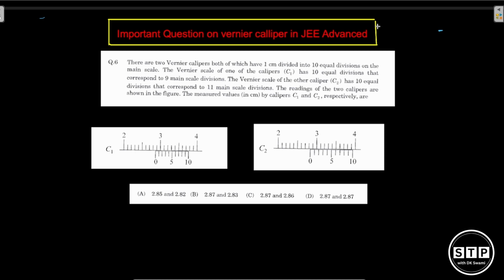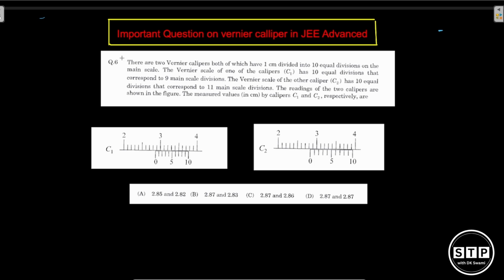Hi students, so this is an important question on the vernier caliper. This is a previous year question of 2016 JEE Advanced. In this there is some unique type of question. In the first case they have given a regular vernier caliper, but in the second case they have given a bit different type of vernier caliper. So let's discuss this one, how to solve this question.